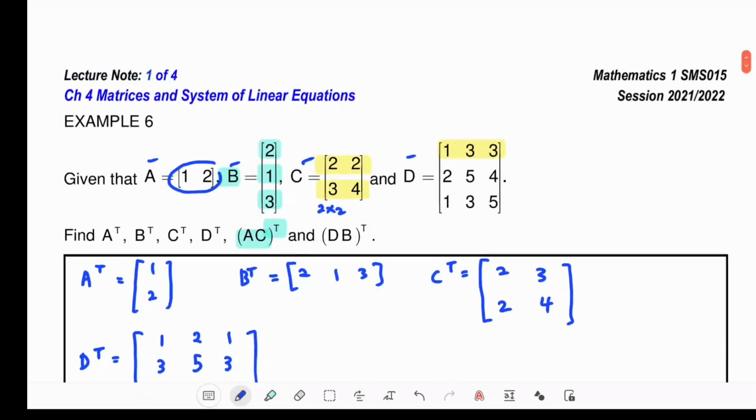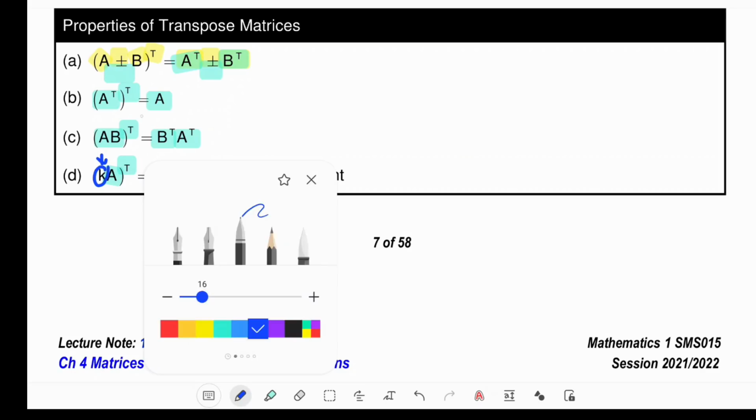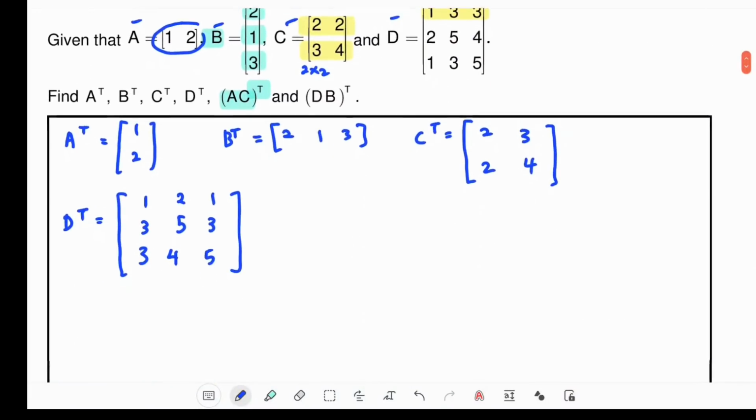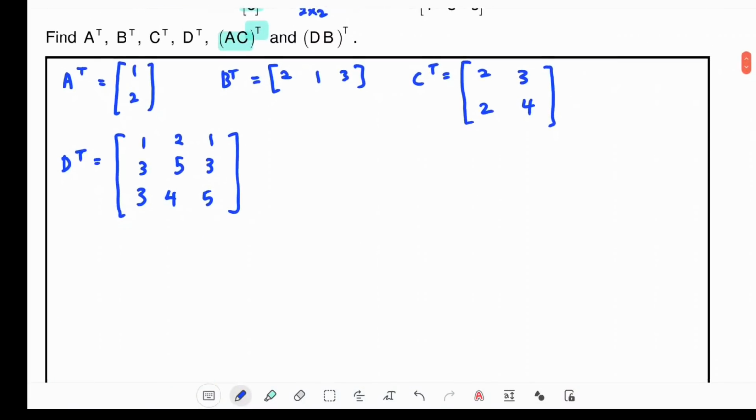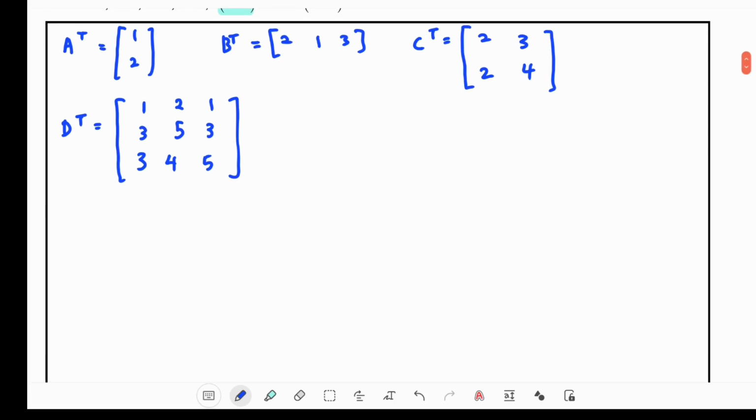Okay, so back to the properties here. If you want to find out the AC transpose, you can apply these properties, or you can just directly find it according to the question itself. So either you multiply it first before you transpose, or you transpose each of these matrices and then you multiply afterwards. It's just the same.